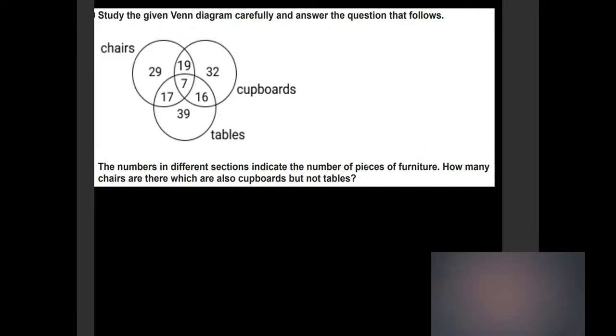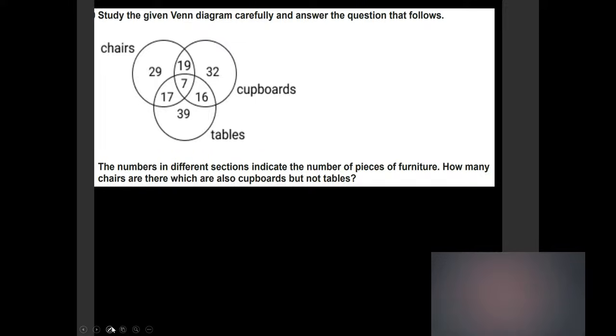Okay, next, this comes under Venn diagrams. Three different types of circles are given. First one is chairs, the other one is cupboards, and the other one is tables. Here we should find which indicates number of pieces of furniture. The question is how many chairs are there which are also cupboards but not tables.